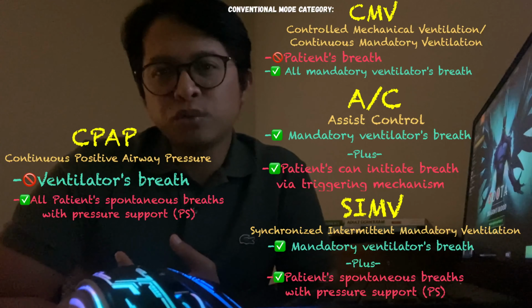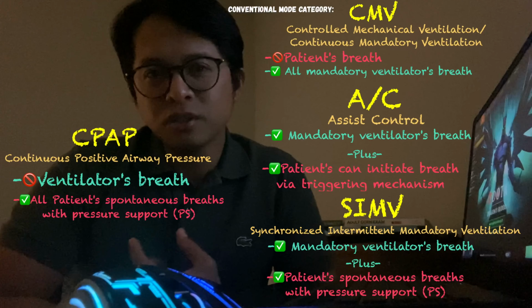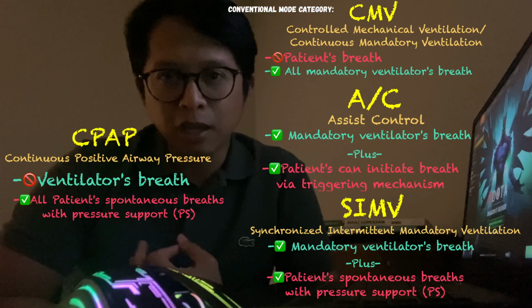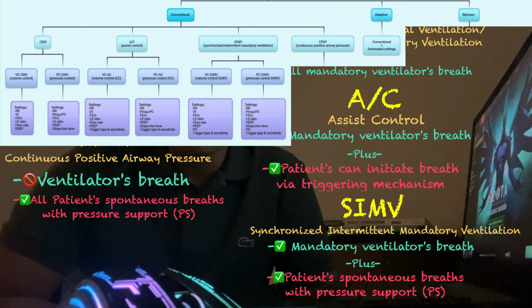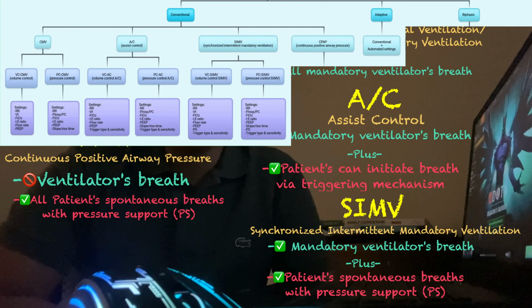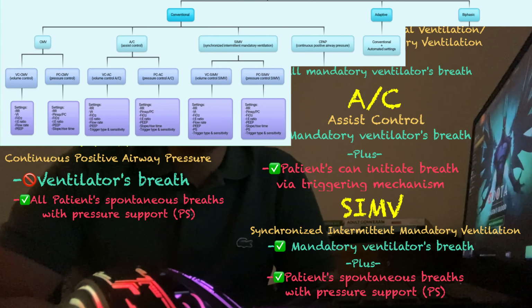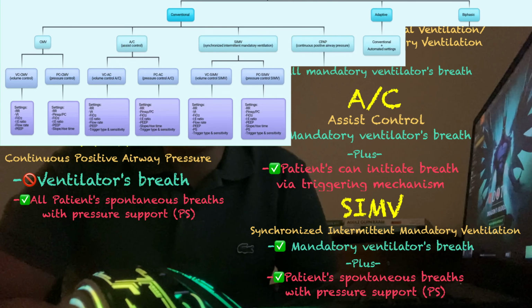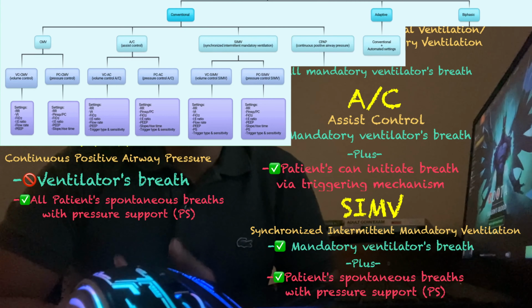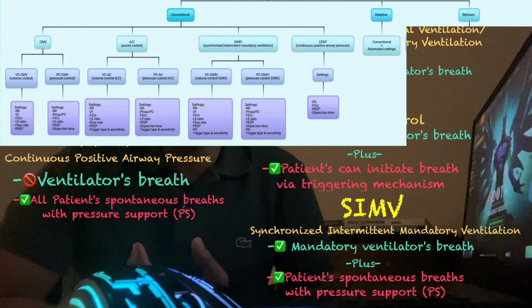We have 3 categories of mechanical ventilation modes: the conventional ventilation modes, adaptive ventilation modes, and the basic ventilation modes. Those categories are either mandatory modes or spontaneous assisted modes. Since this mode is a spontaneous mode, pressure support is needed. By the way, almost all of the spontaneous mechanical ventilation modes need pressure support. The possible settings are FiO2, PEEP, pressure support, and rise time.